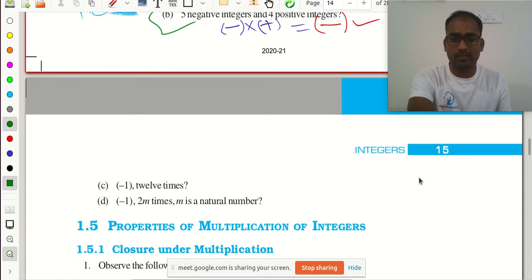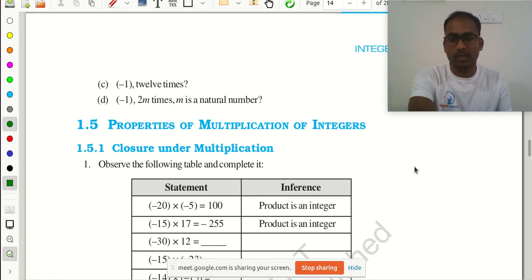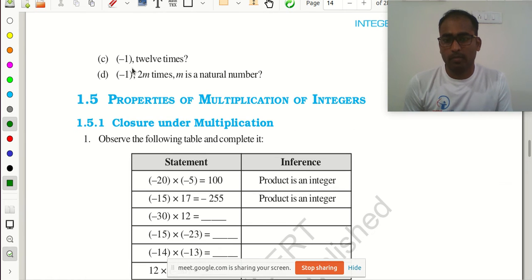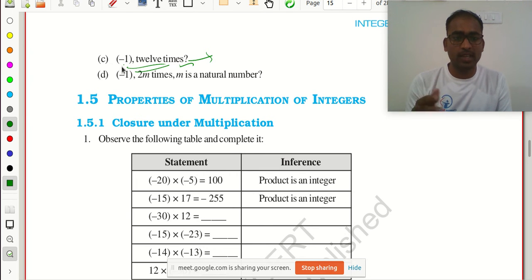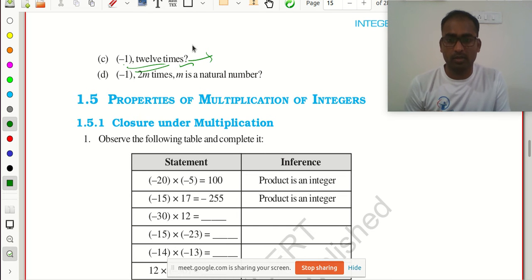Yes, sir. So here minus 1, 12 times. What will I get here? Minus 1 is 12 times. Means 12 is an even integer. So minus 1 multiplied an even number of times means I will get plus only. Plus.